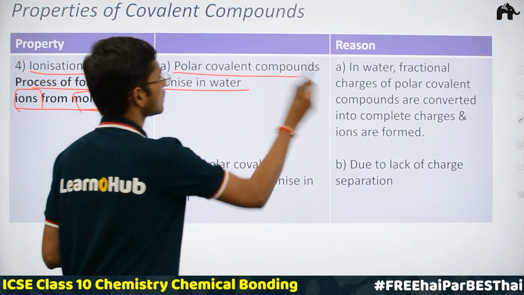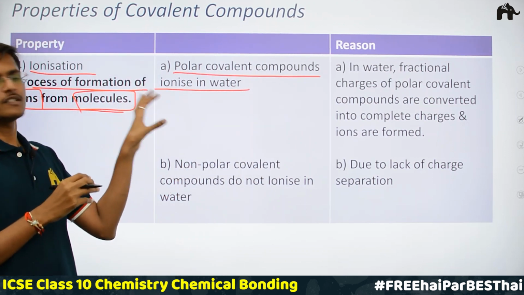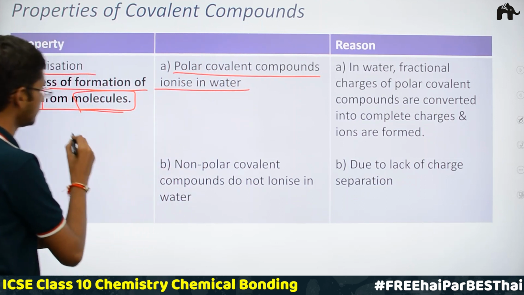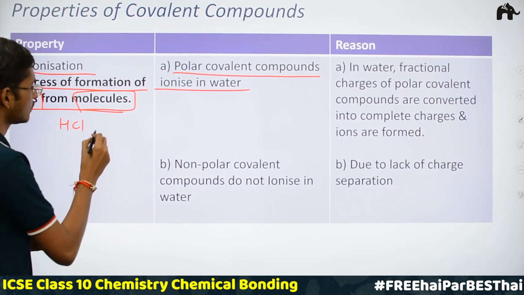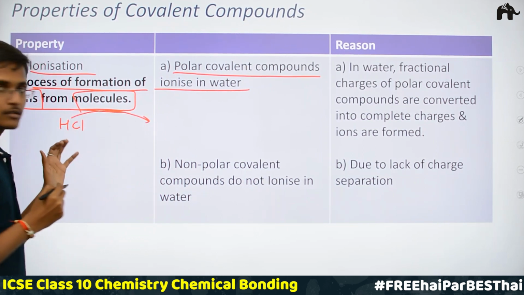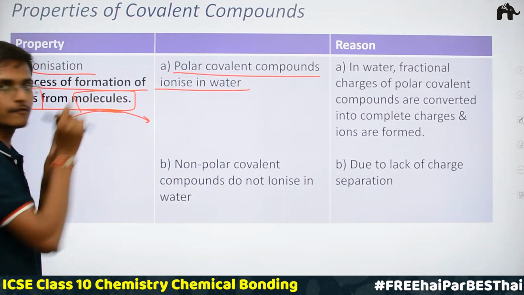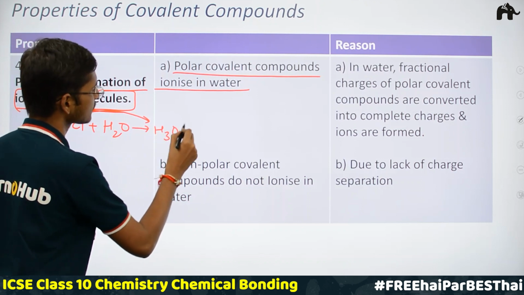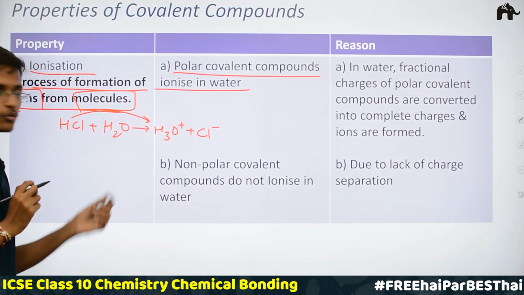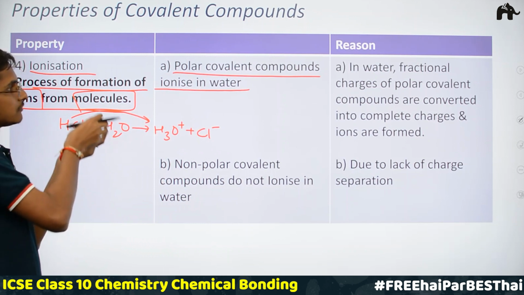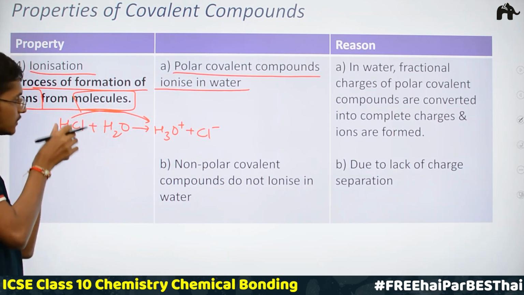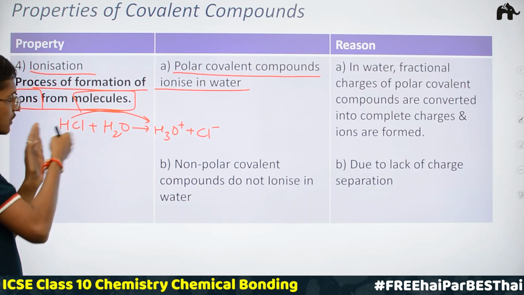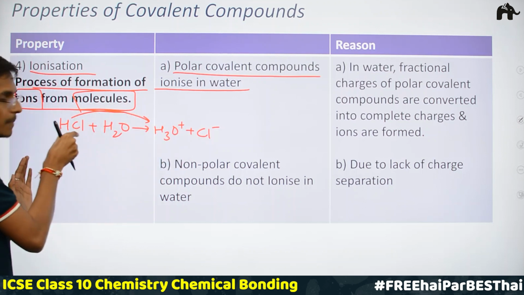Now why is this happening? What does this mean? Polar covalent compounds ionize in water means, if I take the example here, suppose HCl is a polar covalent compound. From this molecule, ions are being formed. Which ions? I'm just writing the equation, don't worry, I'm going to explain it. So H3O+ and Cl- ions are formed when in water. The polar covalent compound is ionizing, and ionization means formation of ions from molecules.